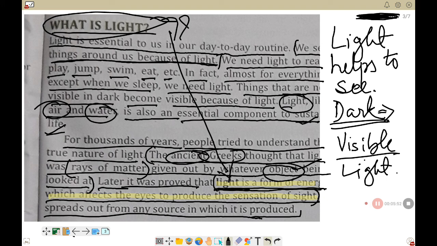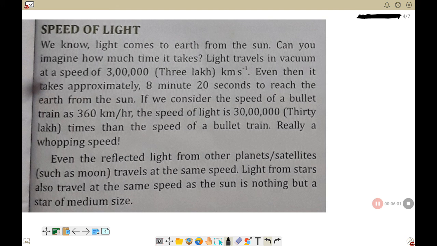Okay, understood? Okay, now if you see the book, the next topic that you have on the book is speed of light. So here we have, in the next page we have speed of light.